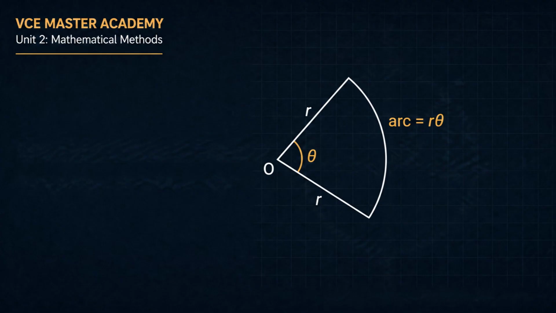Let us see that as a picture. Here is the sector, a slice of pizza. The 2 straight edges are the radius R. The angle between them is theta, and the curved crust is the arc, with length R times theta.